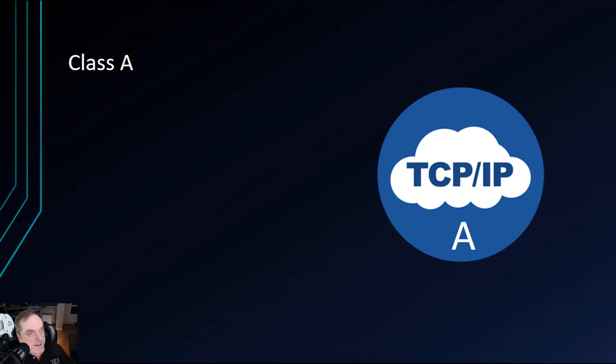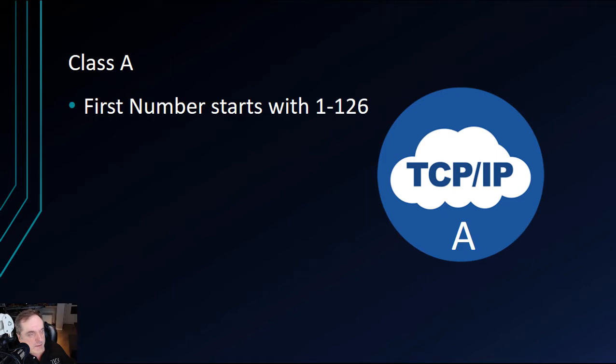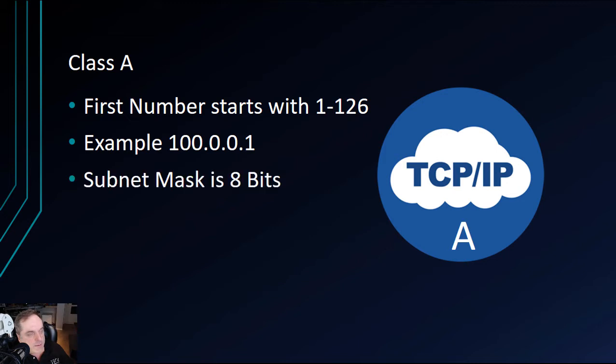So let's start with a Class A address. Class A starts with, the first number has to start with a 1 through a 126. Let's take a look at an example: 100.0.0.1. We don't really care about what comes after the first octet, which in this case, 100, is between that 1 and 126 number. We only care about that first octet, and that's it. After that, octets 2, 3, and 4 can be whatever numbers they need to be that fall within that 0 to 255 range. But the first number has to be 1 through 126.